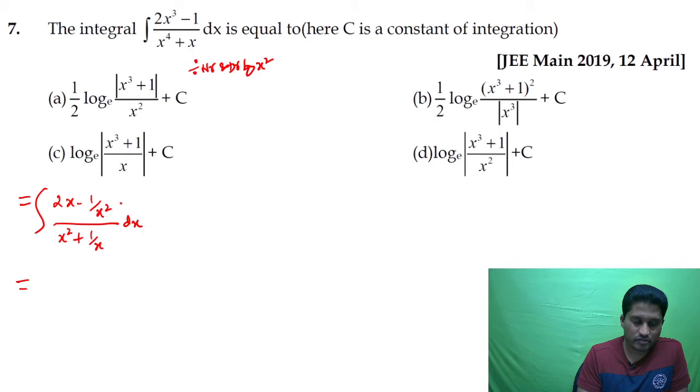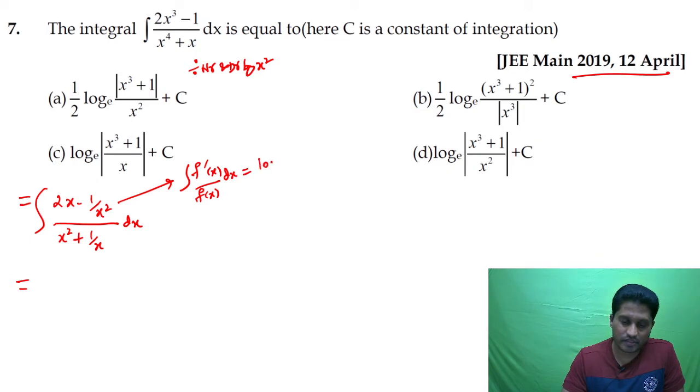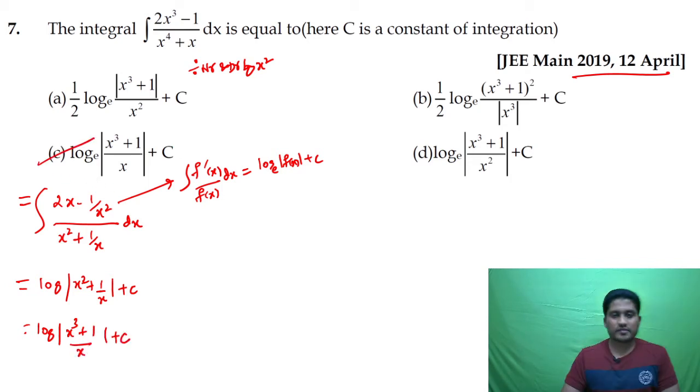Right, so this is of the form f dash of x divided by f of x. This was a 2019 question, 12th April. You differentiate the denominator, and if you get the numerator, then this is log of f of x plus c. So this is equal to log of x plus 1 upon x, and then plus c. This will be equal to log of x square plus 1 whole divided by x, and plus c. That's the answer guys. Answer is option C.